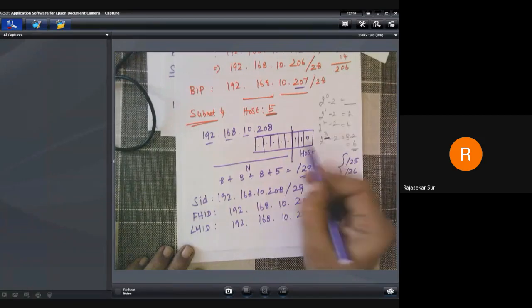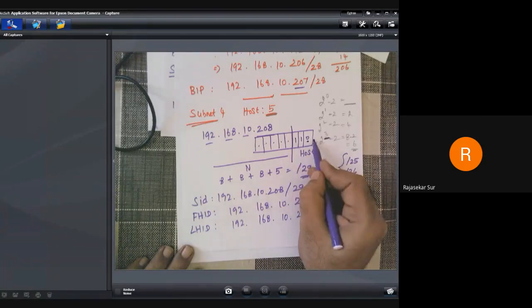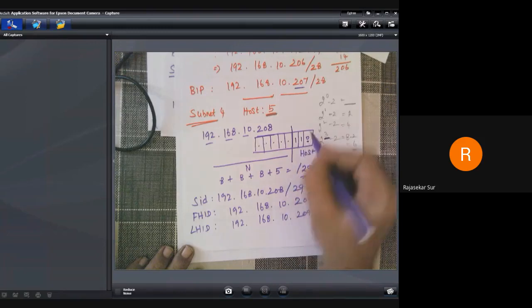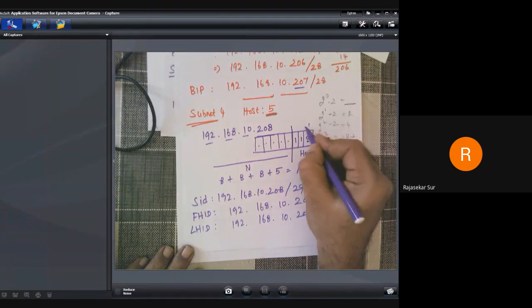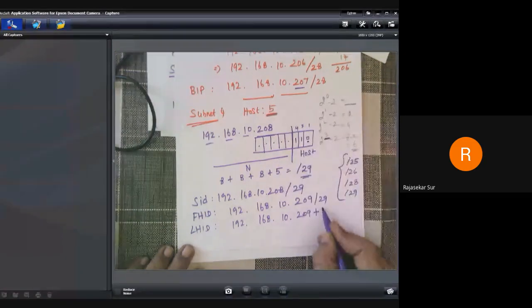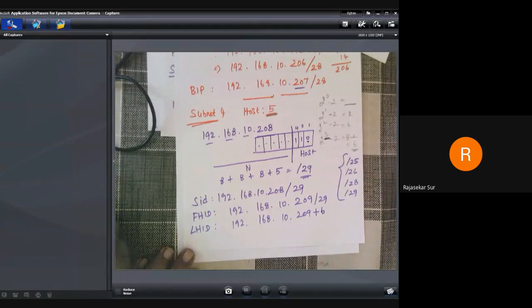Okay, so this is the formula. Make everything 1 except the last bit. If you make everything 1, that is broadcast. So 1, 1, last bit 0. So place value: what is the place value? This is 1, 2, 4. So 4 plus 2, 6. So you have to add 6 with this.